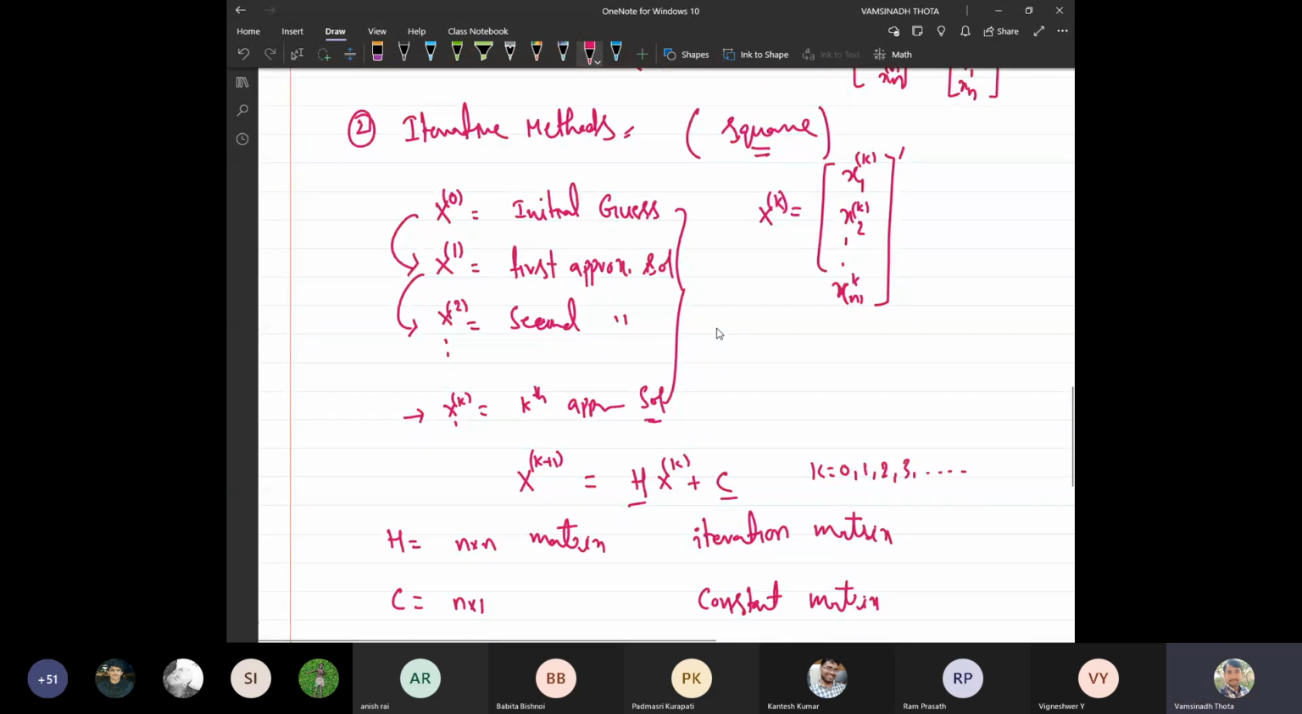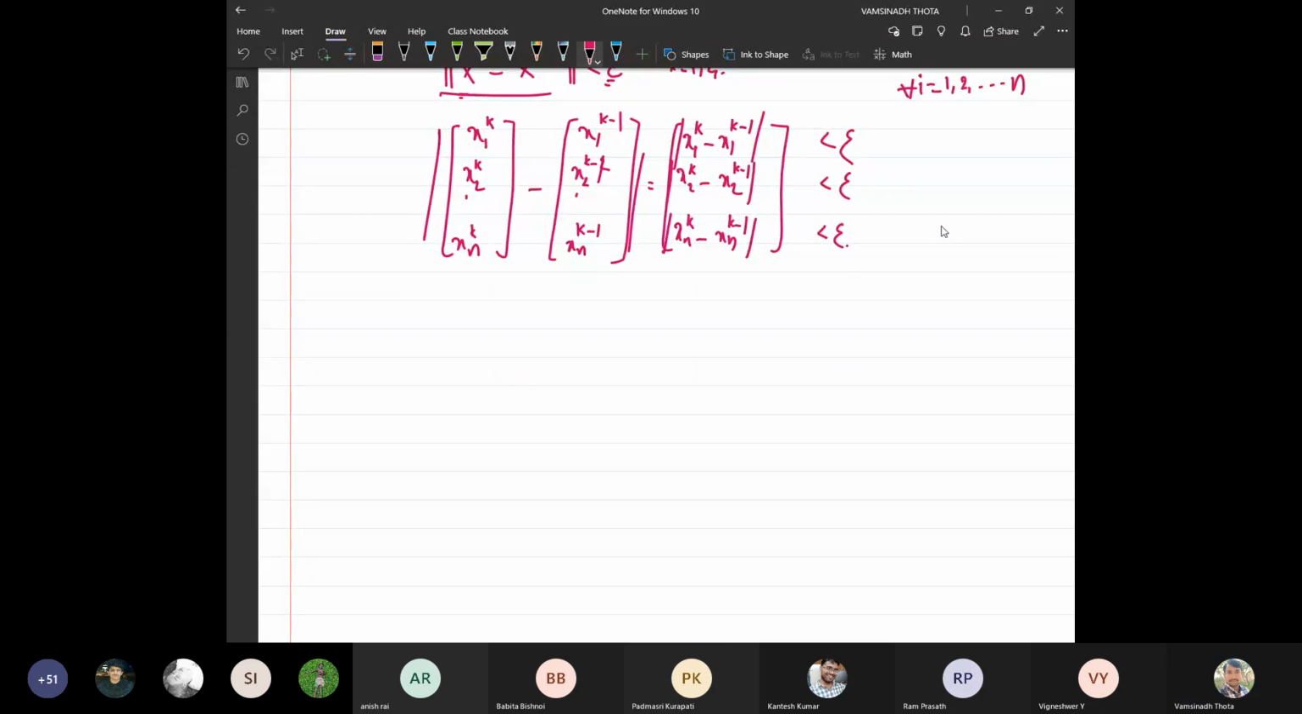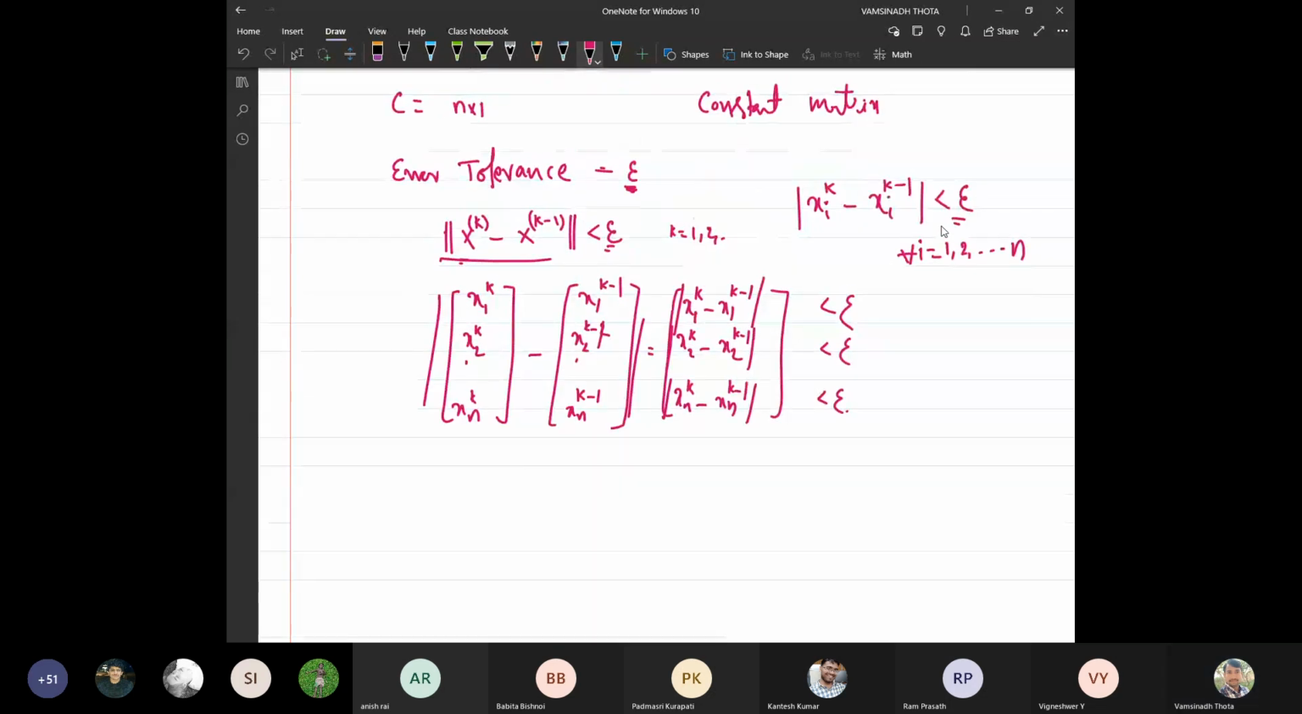So, so far, does anyone have doubts? Please raise your hand if you have any doubts regarding this. Okay, fine. So we will terminate the solution.